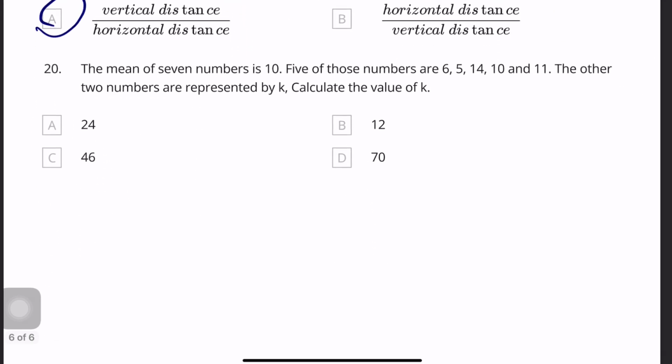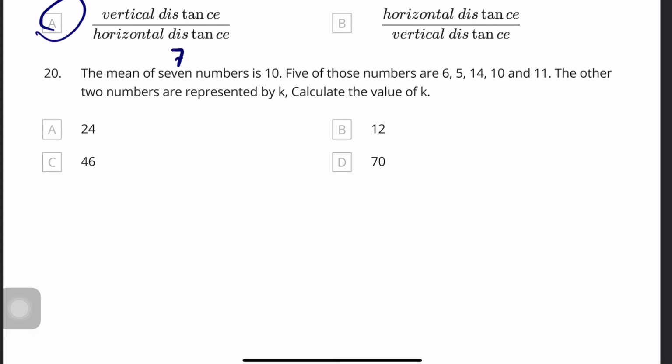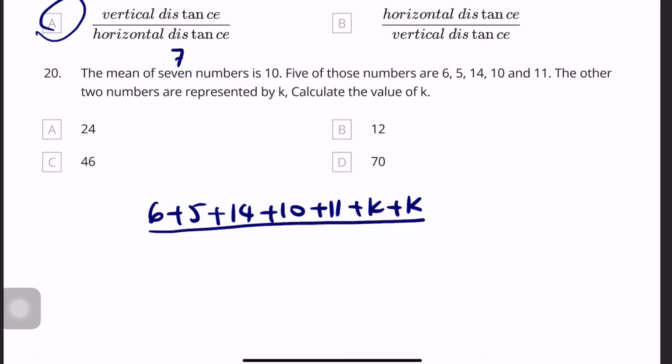Okay, next, the last question. The mean of 7 numbers is 10. 5 of those numbers are 6 plus 5 plus 14 plus 10 plus 11. The other two numbers are represented by k, so plus k plus k. In order to find the mean, you need to divide by the total number of numbers: 1, 2, 3, 4, 5, 6, 7. So divide by 7 equals the mean.